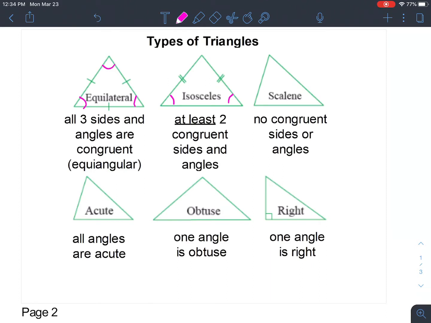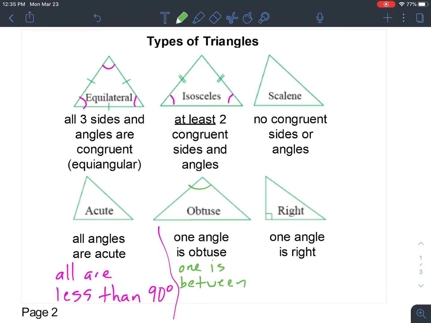Then we also name them based off their angles. We already talked about the equiangular, but we do have the acute triangle, and that means that all angles are acute or all are less than 90 degrees. Then we've got the obtuse angle. In an obtuse triangle, it's going to be located right there. And so that one is between 90 and 180. And then the last one is the right triangle, and that one we know that one angle has to be 90 degrees.